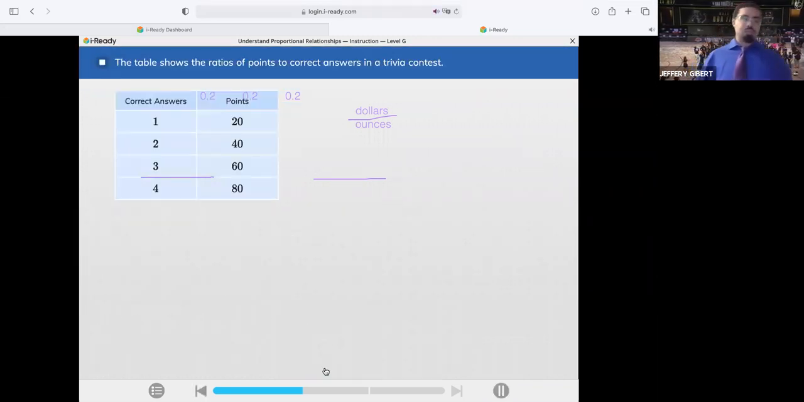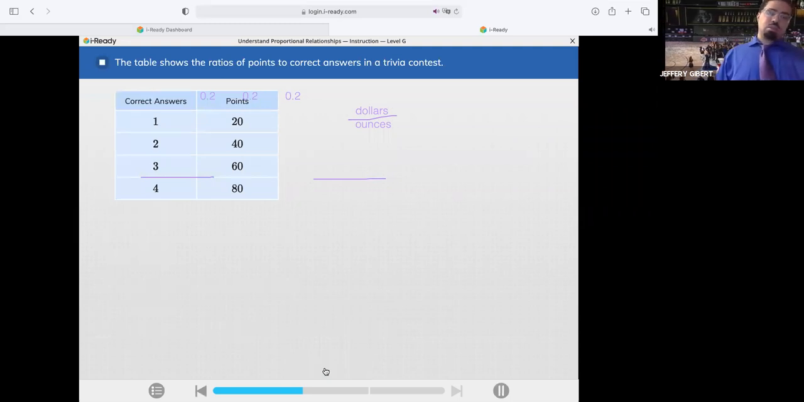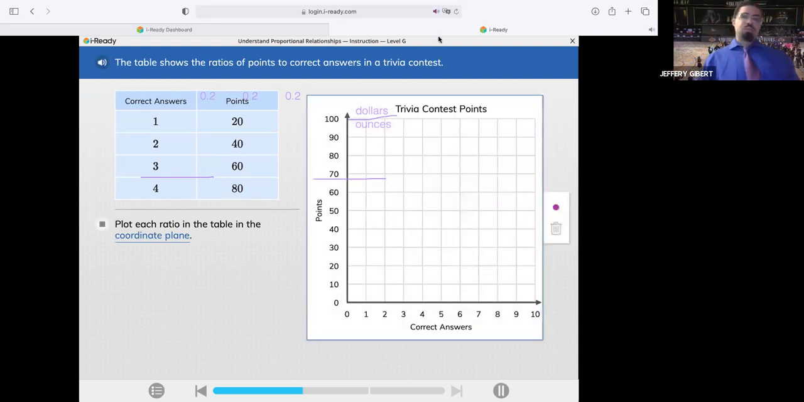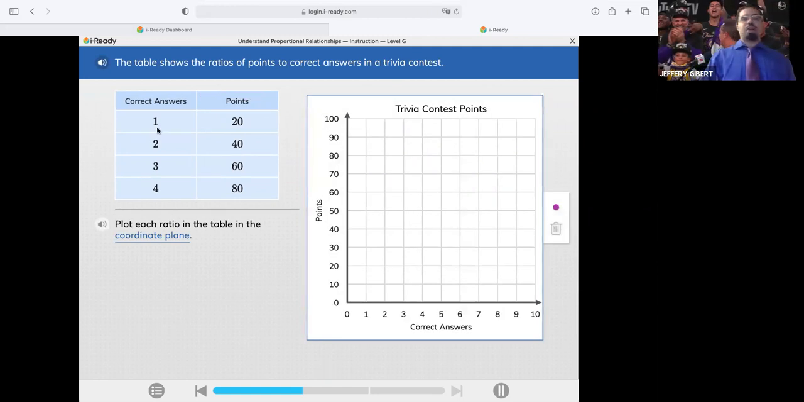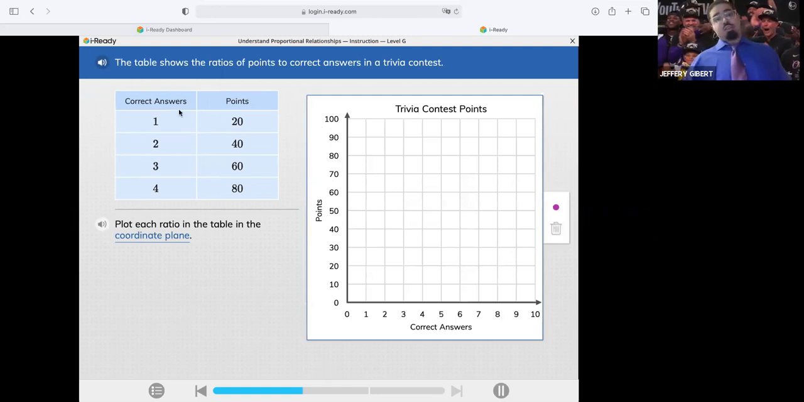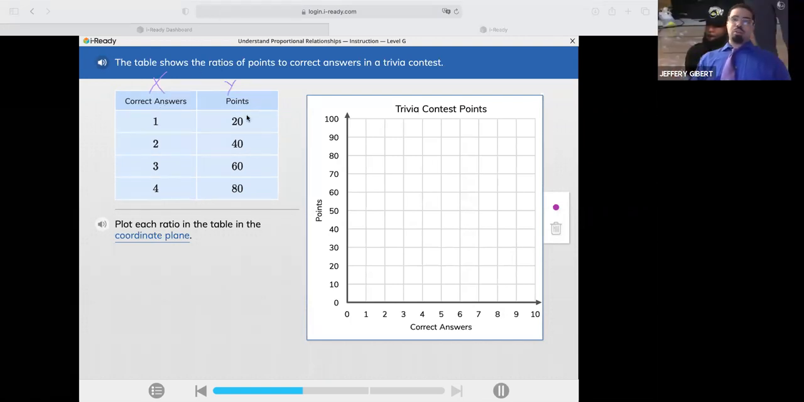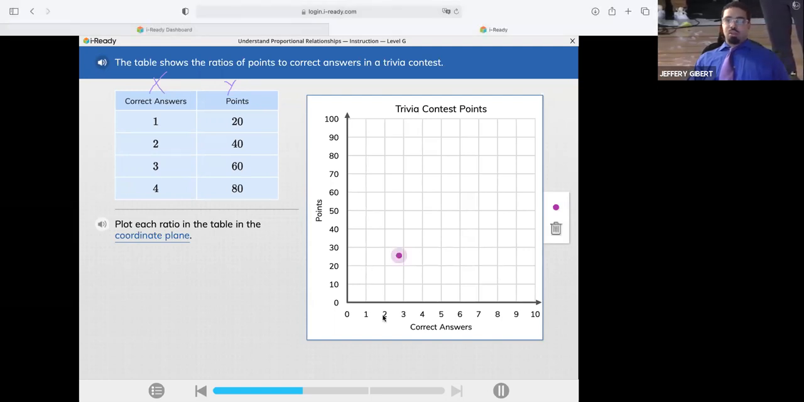The table shows the ratios of points to correct answers in a trivia contest. Plot each ratio in the table in the coordinate plane. All right, so to plot these points, correct answers is on the bottom, points is on the left side. And like I told you, when you have a table like this, the left side is always X, the right side is always Y. So you go to 1 and 20. So go to 1 and go up to 20, do a point. Go to 2, go up to 40. Go to 3, go up to 60. Go to 4, go up to 80.